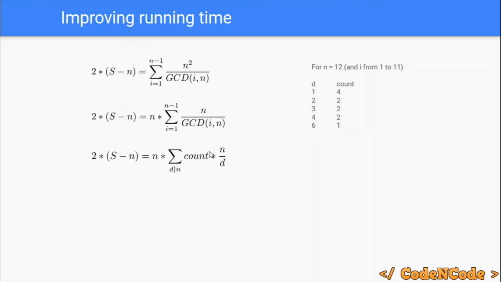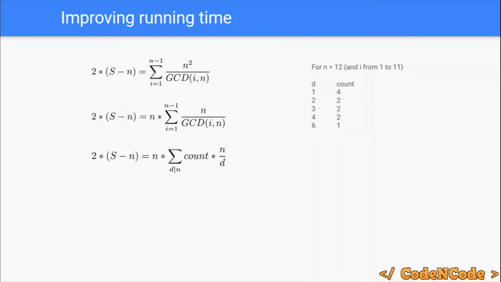Now these many numbers are there, so the total contribution in this sum would be... suppose there are 4 numbers which have GCD 1 with 12, right? So n by 1 would be added 4 times. When i is equal to 1, GCD of 1 and 12 is 1, so of course 12 by 1 would be added 1 time for 1, again for 5, again for 7, again for 11.